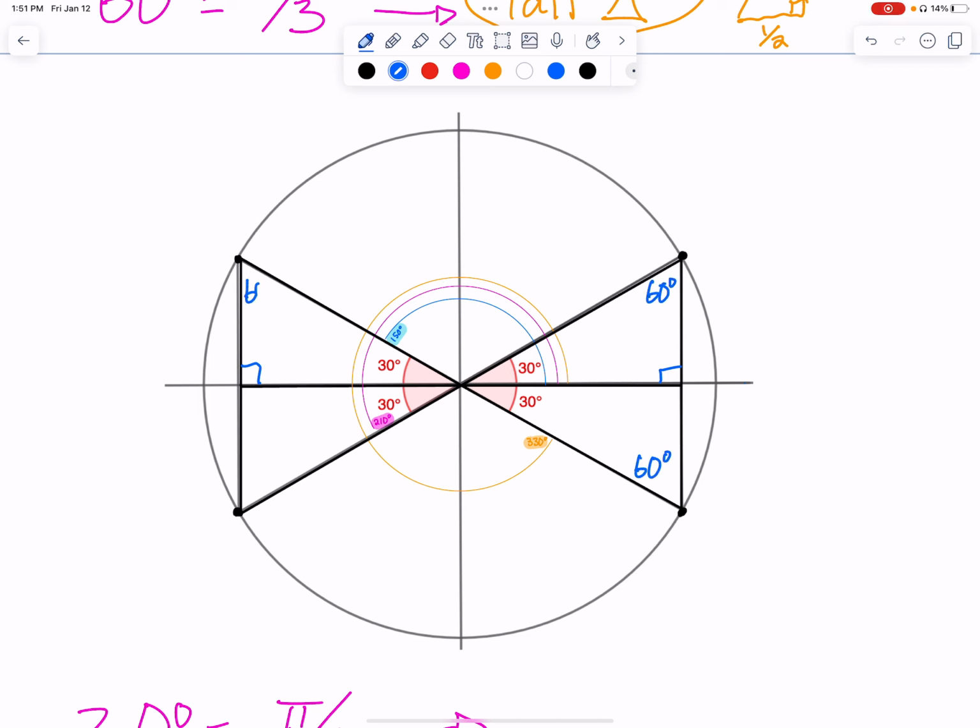So I have that same exact relationship. The small side is 1/2. The big side is radical 3 over 2. And then our hypotenuse is 1. That's the same over here. I got a 1. This is going to be a negative rad 3 over 2.